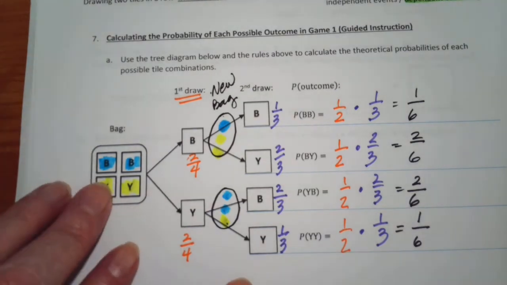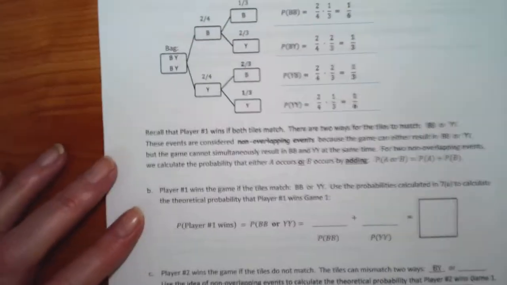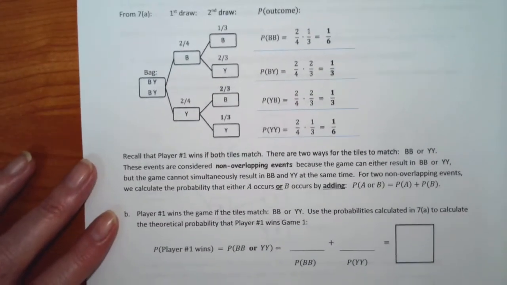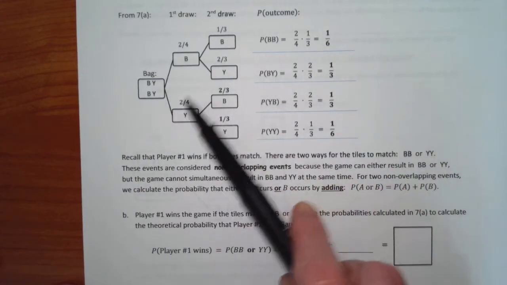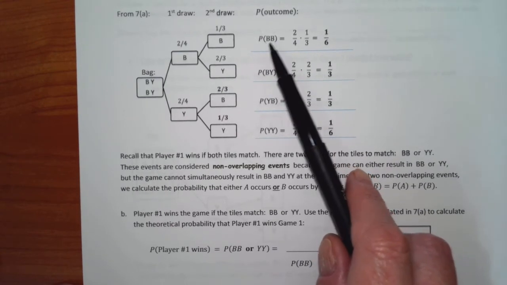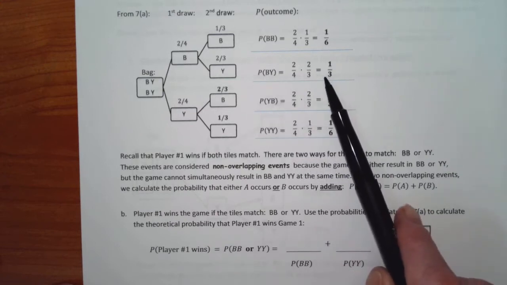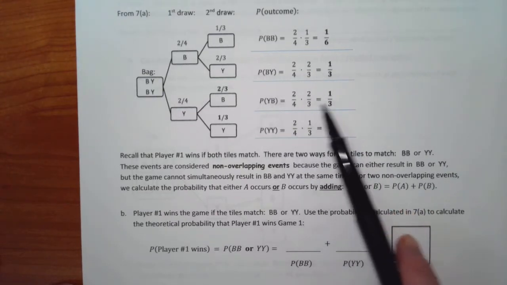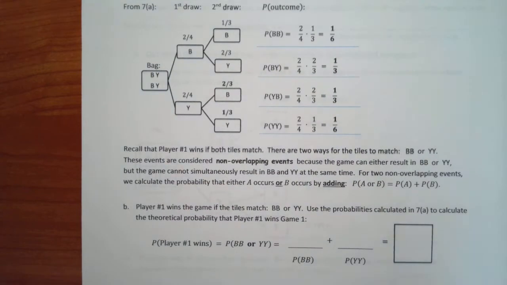Okay, now on the top of the next page, it just shows what we just did and how that all worked. I'm having major document camera issues this morning. I apologize. Okay, so we've got our first draw and our second draw. So the probability of a blue and a blue is 1/6. A blue and a yellow is 1/3 or 2/6. A yellow and a blue is 1/3, which we had as 2/6, and a yellow and a yellow is 1/6.